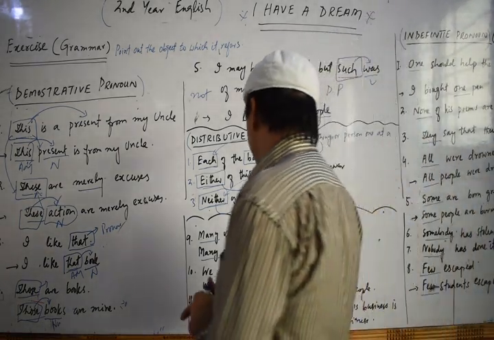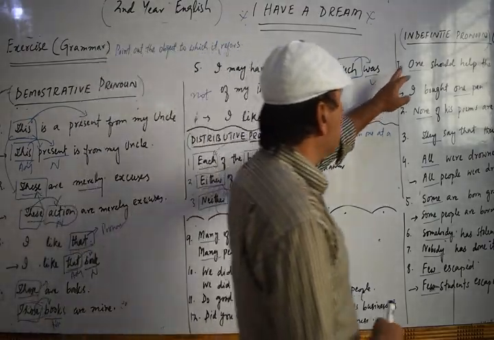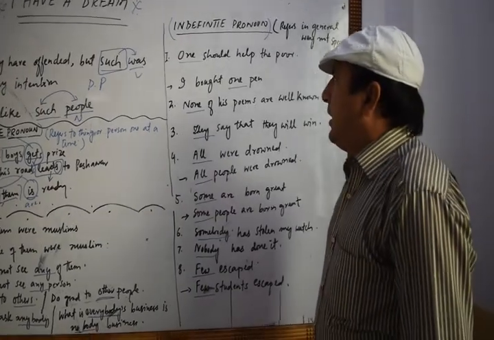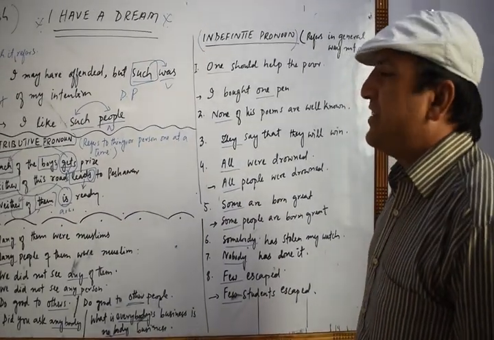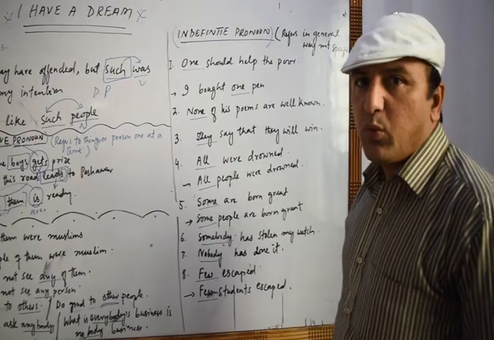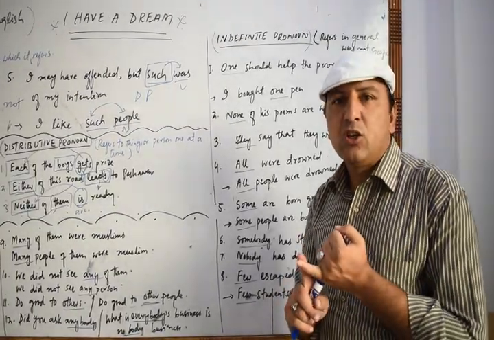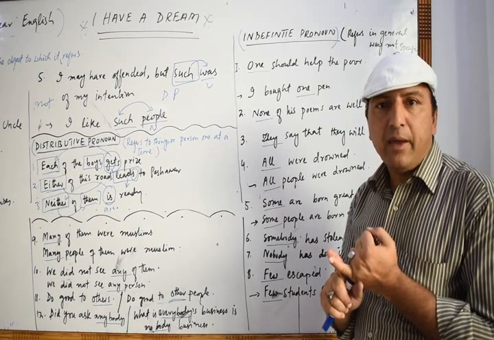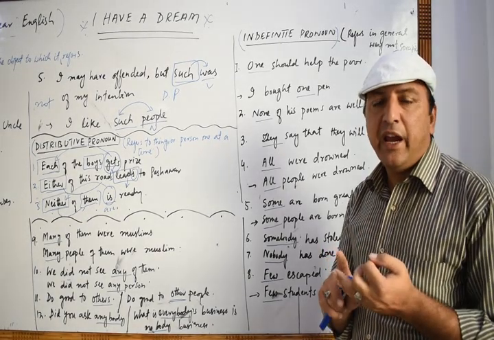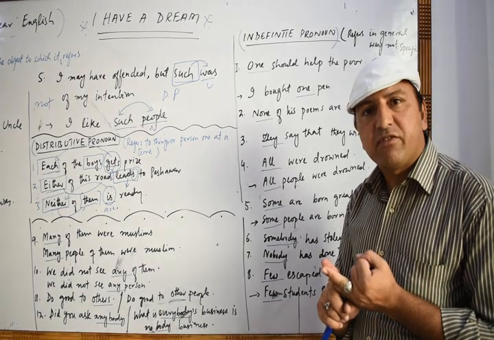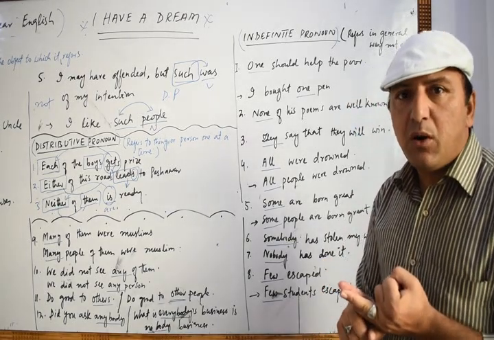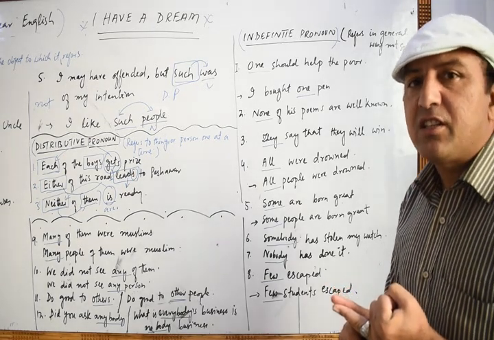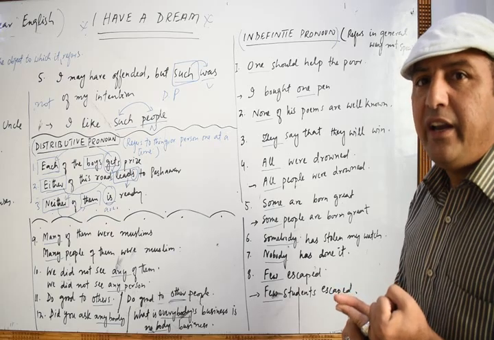The next we have indefinite pronouns. Indefinite refers in a general way, not a specific way. For example, when we say he, it is specified that he is a male. We are talking about a specified person, he, and she, female. So that is also specified. When we talk about a thing in a general way, not in a specific way, we use an indefinite pronoun.